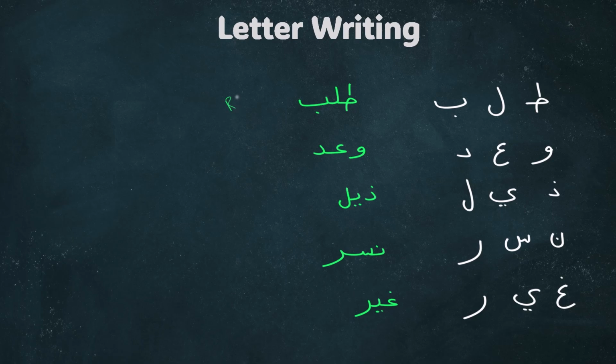طلب means request. And وعد means promise. ذيل means tail. And نسر means eagle. And غير means other or another.